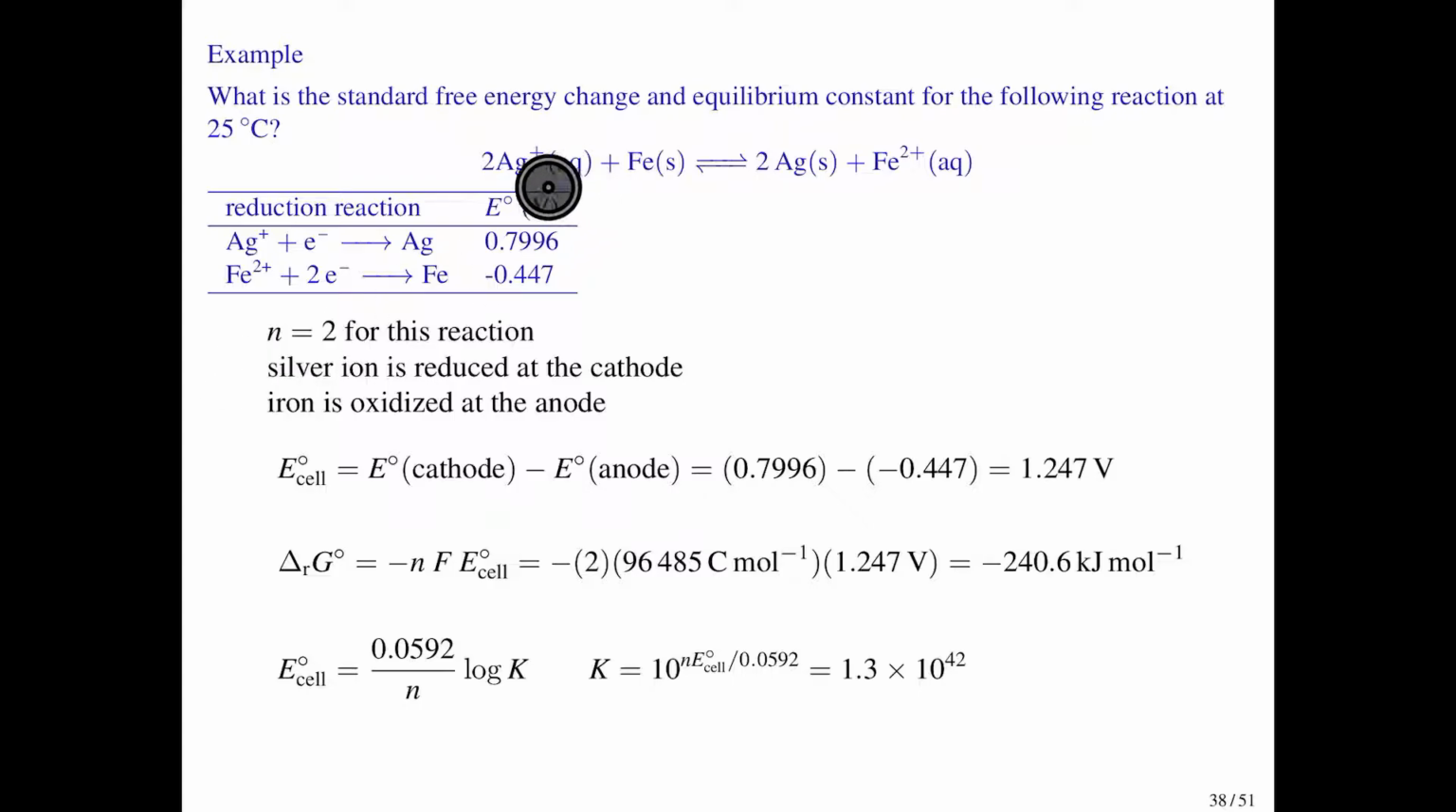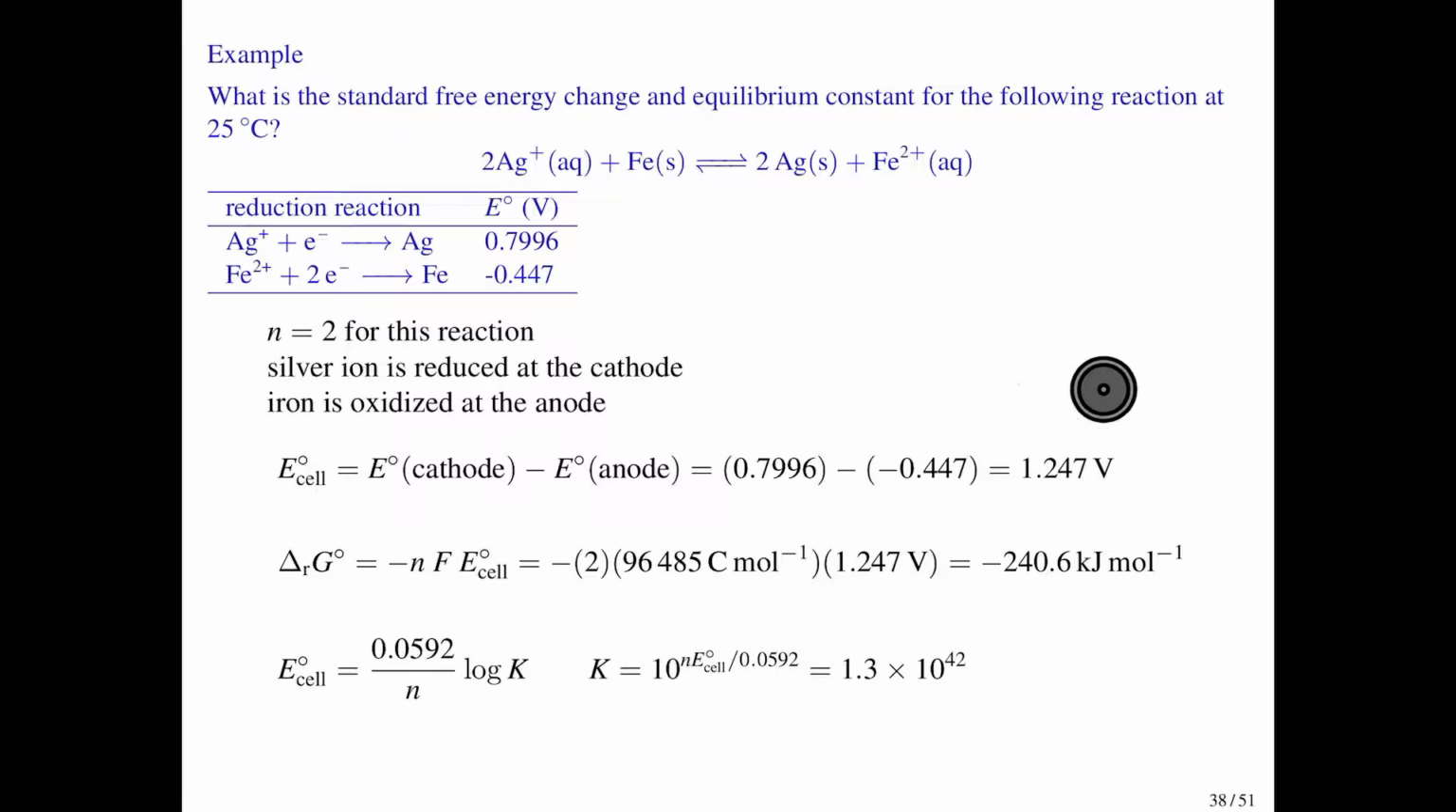We see that the silver ion is being reduced, the iron is being oxidized, so we can calculate the cell potential as cathode minus anode. Since silver is being reduced, that occurs at the cathode, so it's going to be the number for silver minus the number for the iron, which is the anode, and this gives us our cell potential.